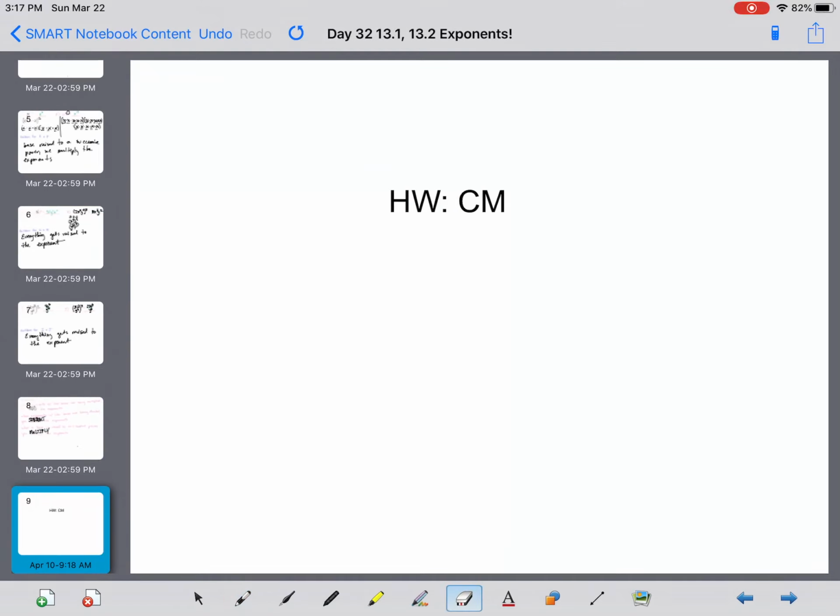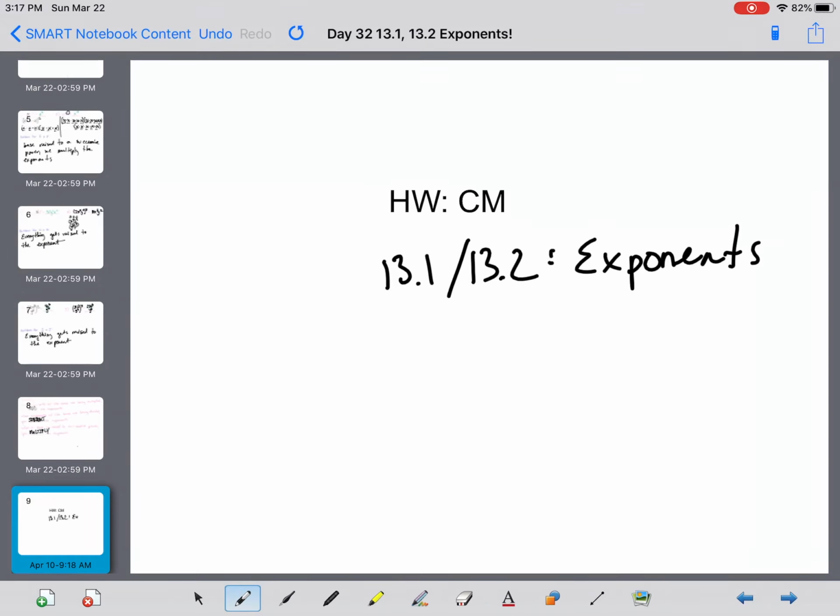Tonight, I want you to try the Connect Math homework for 13.1 and 13.2. It'll be titled something similar to this: 13.1, 13.2 exponents, and see how you do. It's going to be a little bit of a jumble. It's going to have a lot of the different properties together, and see how it goes.